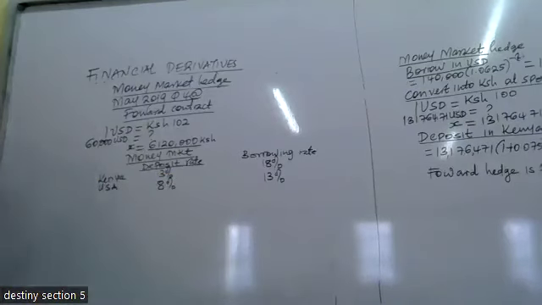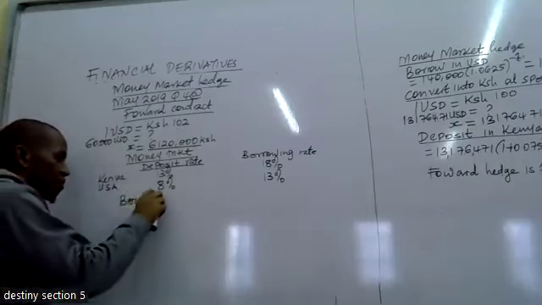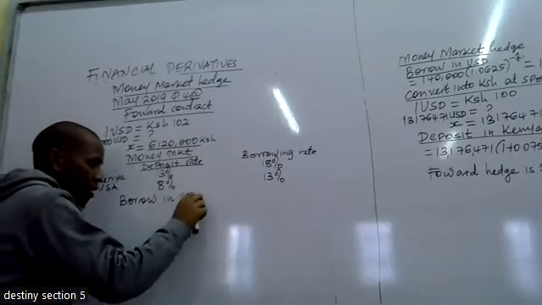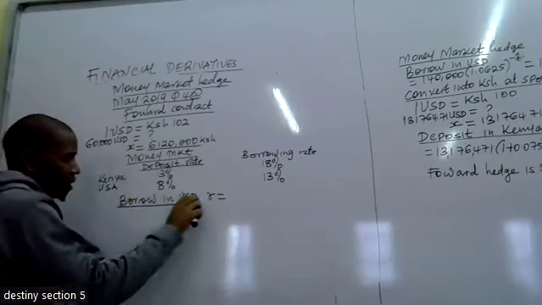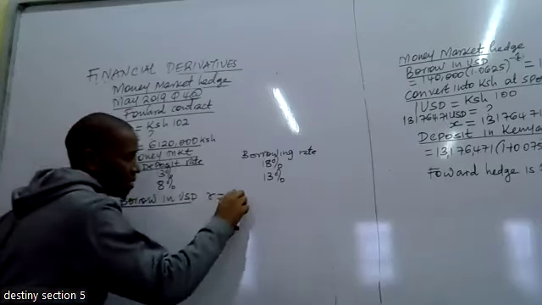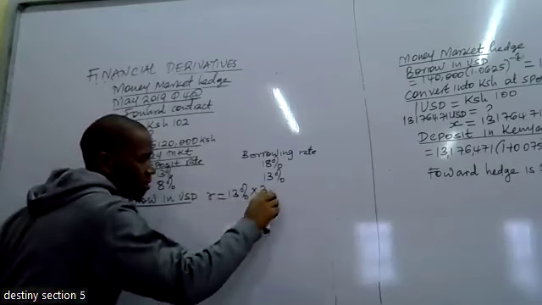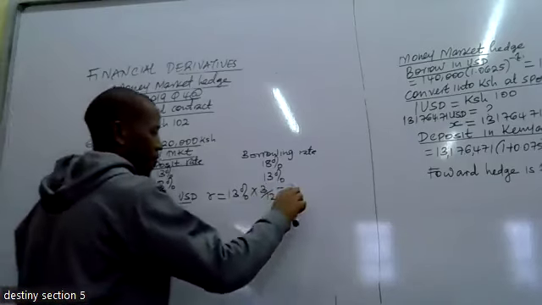So now from there, we can now do the hedging. We borrow in USD. So what will be our rate here? What is the borrowing rate in USD? So it is 13%. And this is for how many months? 3 months. How much is it giving you? 3.25%.